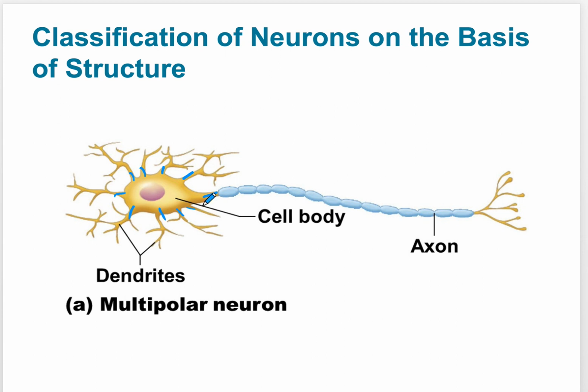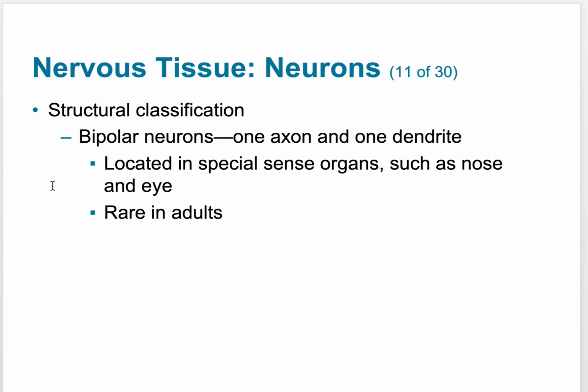So there's lots and lots of different extensions that are coming off of the cell body. So there's multiple extensions coming off the cell body. That is what we call a multipolar neuron. Okay. There's another type of neuron that is called bipolar neuron. Okay, bipolar, bi meaning two, which means that there's only going to be one dendrite and one axon that's going to come off of the cell body.